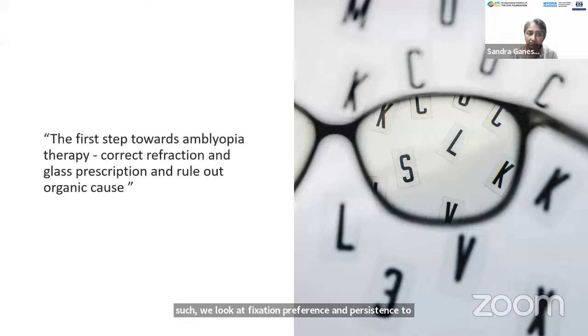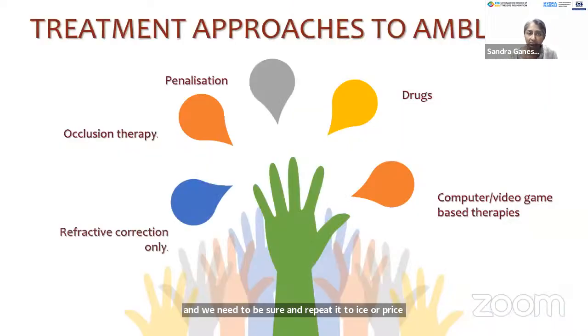And definitely, the first step towards amblyopia therapy is always a good refraction, correct glass prescription, and ruling out an organic cause. Sometimes we do find errors of refraction, and we need to be sure and repeat it twice or thrice before we come to a conclusion as to what is the correct glass prescription. After that, there are various treatment approaches, the topic being time-tested and newer treatment modalities.